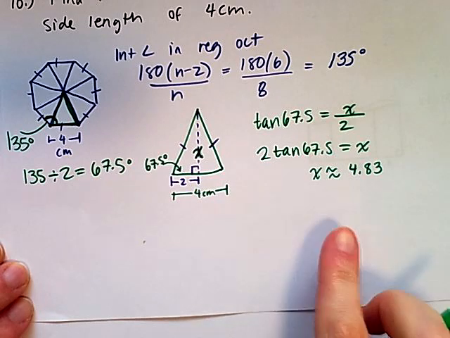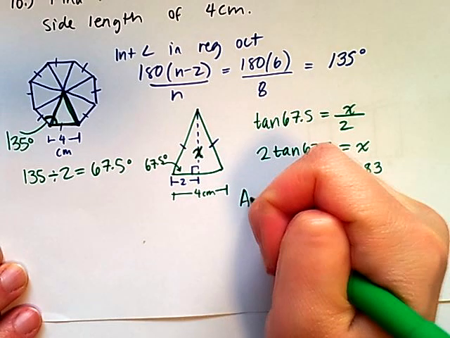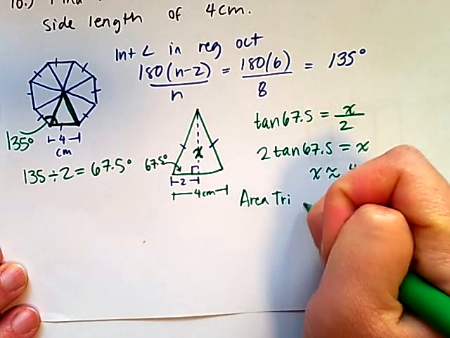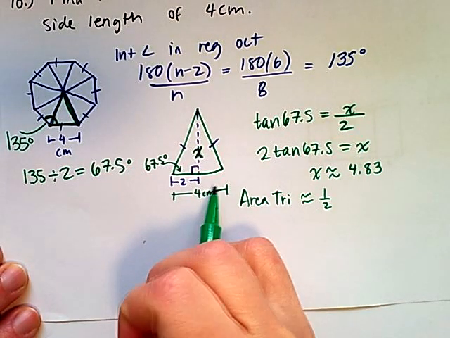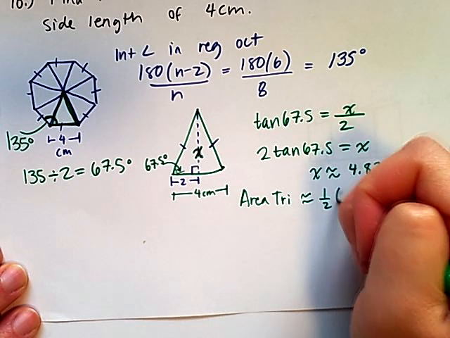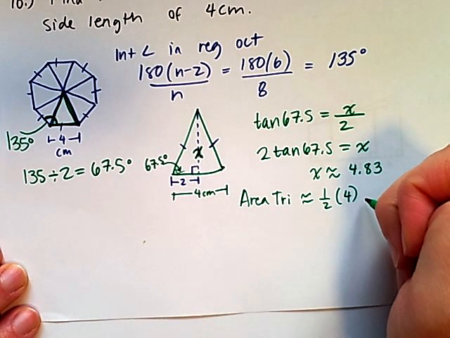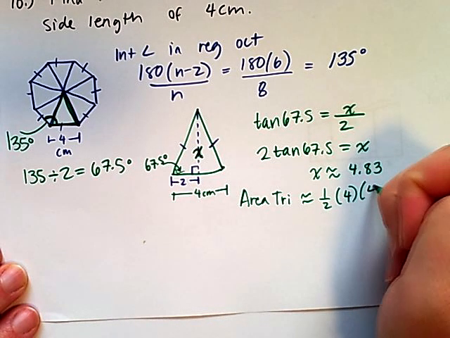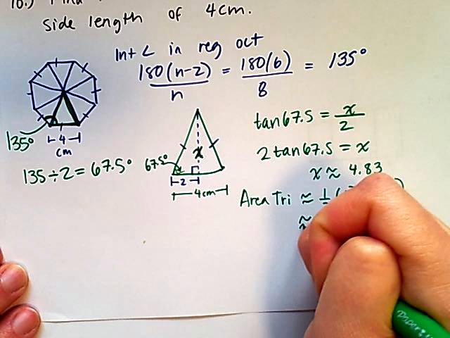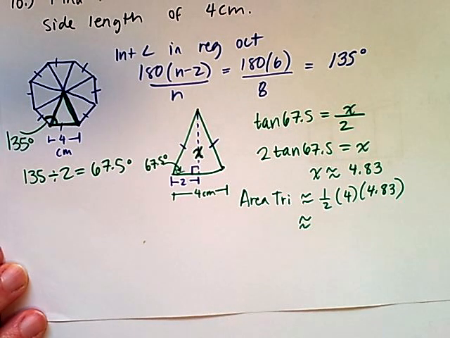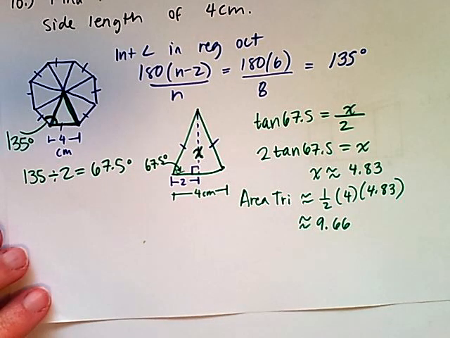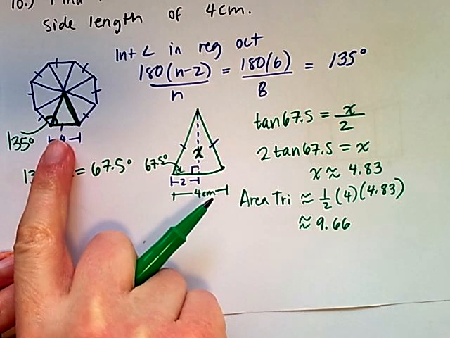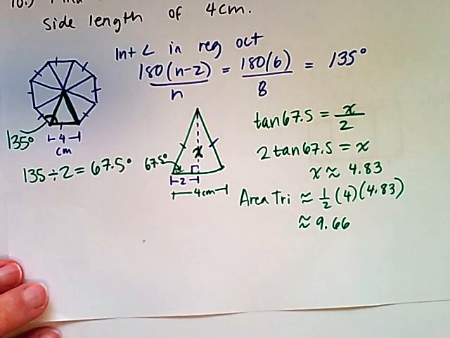Okay, so from there, now I can know the area of the triangle, which should be approximately 1/2 of the base. Again, now for the base, I'm doing the whole triangle at this point, right? So my base is actually 4, and then 4 times the height, and the height is 4.83. Well, that's going to give me essentially 4.83 times 2, which is 9.66. And now I have to come back to my original diagram and realize that there's actually 8 of those triangles in the octagon.